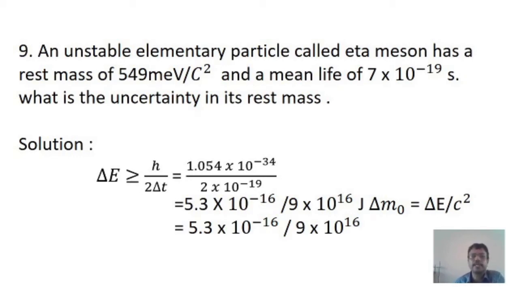Again using the Heisenberg uncertainty principle, delta E dot delta T greater than or equal to h cut, that is h by 4 pi. The h cut value 1.054 into 10 power minus 34 by 2 into delta T, which is mentioned as 10 power minus 19. If you substitute this, the answer is 5.3 into 10 power minus 16 by 9 into 10 power 16 joule. If you calculate delta mass, delta m, that is delta E by c square, the answer is 9 into 10 power 16.